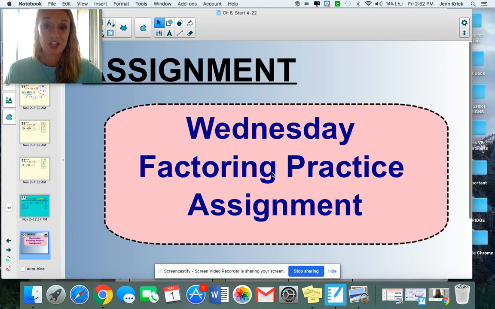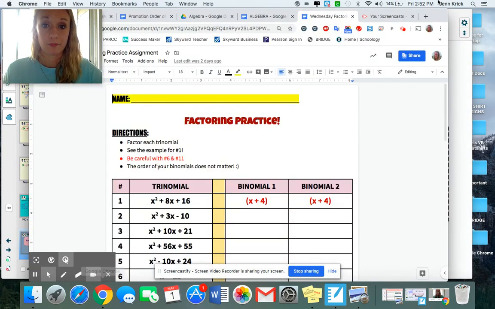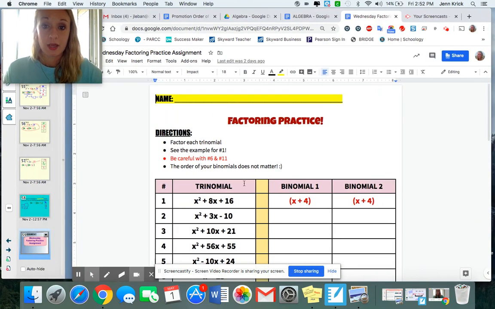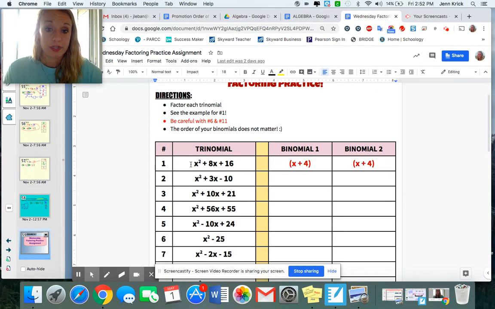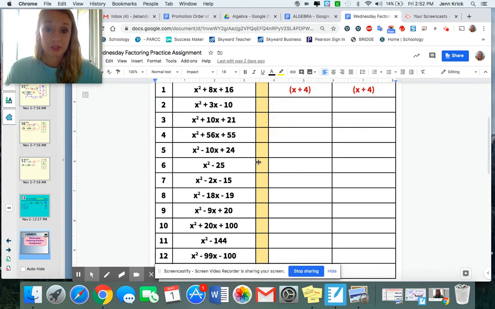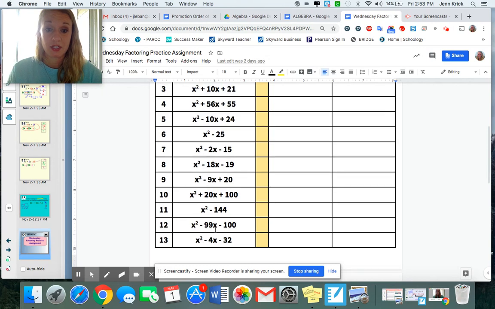All right, here's your Wednesday factoring practice assignment. I'm going to show it to you on screen right now. So it looks like this. I did the first one for you. I factored it, and you've got 2 binomials here. You just have to go through and fill out the binomials. The order does not matter, and then you need to submit.